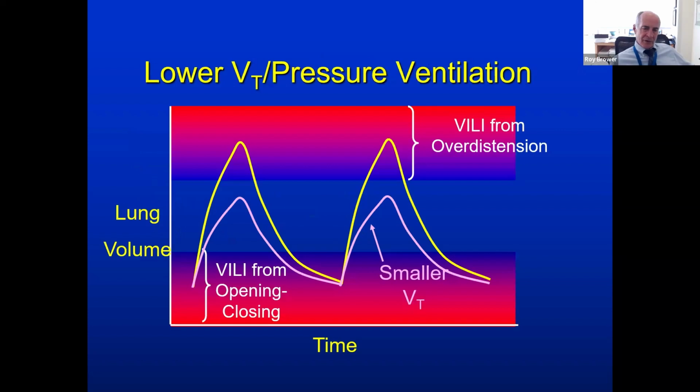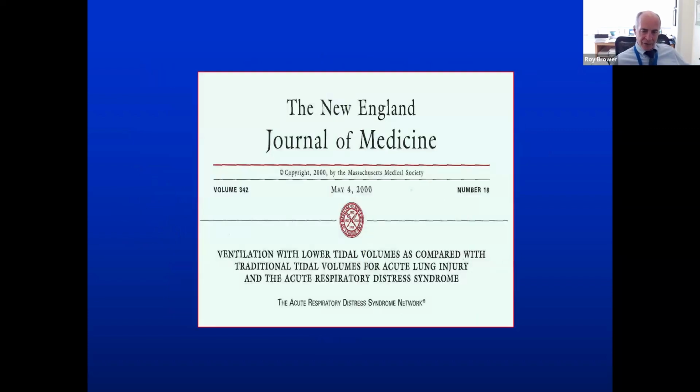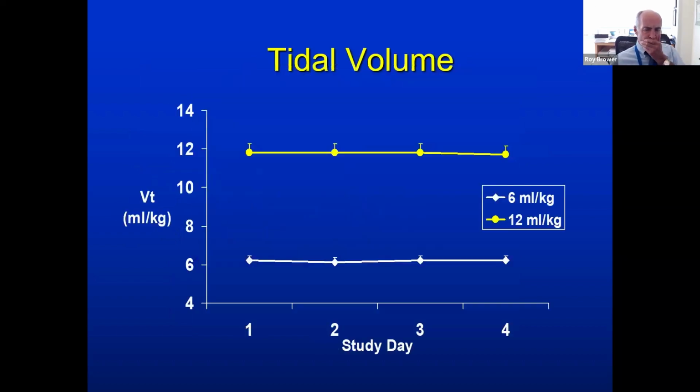So one clinical trial that was completed in 1999 is represented here. Mechanical ventilation with low lung volumes designed to prevent ventilator-induced lung injury from overdistension. That clinical trial was published in the year 2000 by the ARDS Network. Here you see tidal volumes versus time. These are in milliliters per kilogram of predicted body weight, a body weight based on gender and height.